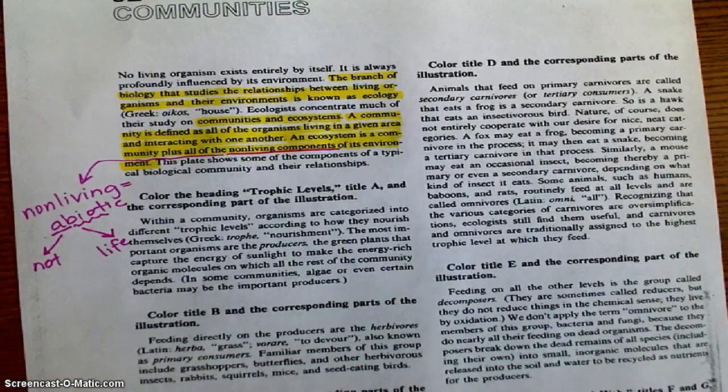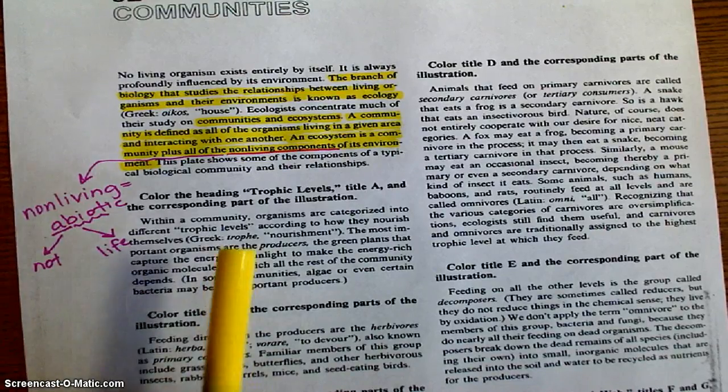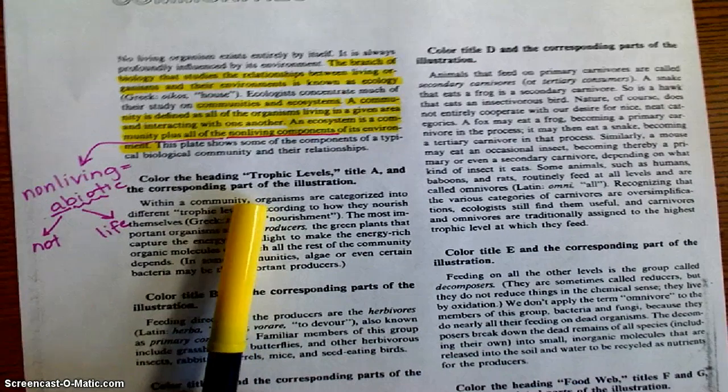Okay. This plate, and remember when we refer to a plate, we're not talking about a dinner plate or something you eat off of. We're talking about the coloring page or the coloring diagram that you're going to be completing. So this plate shows some of the components of a typical biological community and their relationships. When we're talking about environments and ecosystems, it's not just important to recognize what's in those ecosystems, but more importantly, we need to notice the connections and the relationships and the interactions going on between all of the organisms that live there. So you'll notice, just like the last time, our directions on how to color are in bold.